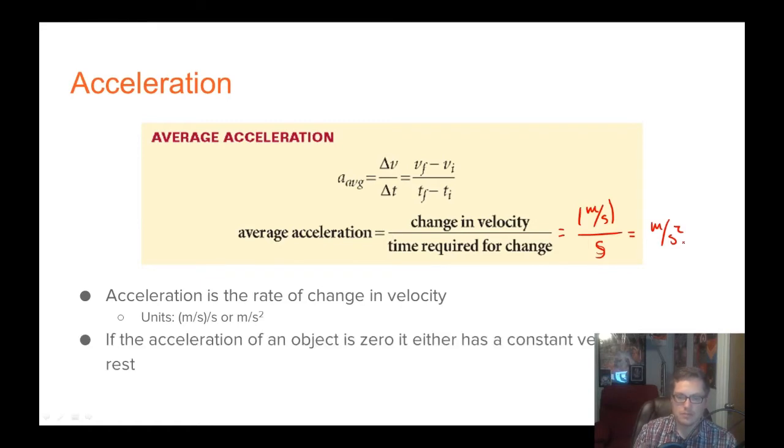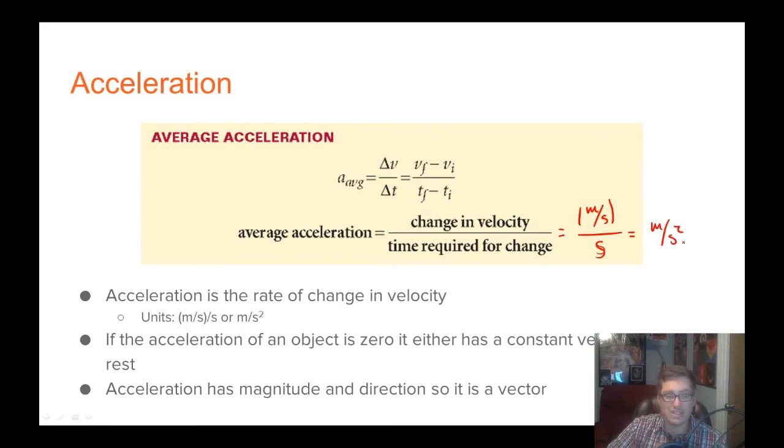There's your units. Now here's where things get interesting. If the acceleration of an object is 0, then there's two cases. We're moving at a constant velocity. It doesn't really tell us what direction we're moving, but it's constant velocity, or we're at rest, which in essence is also constant velocity, but the velocity just happens to be 0. Okay, so acceleration needs two parts. It needs a magnitude.